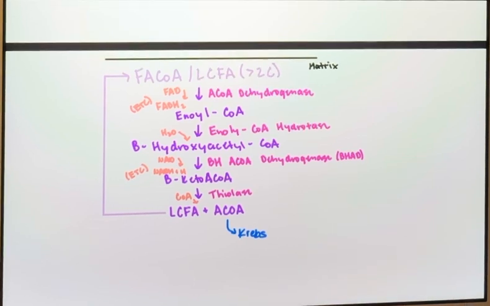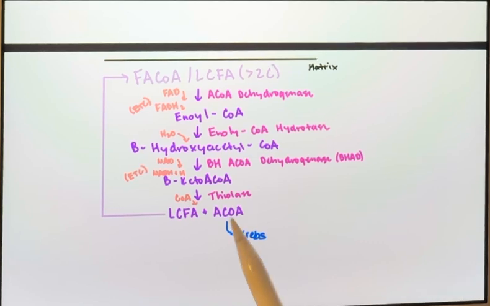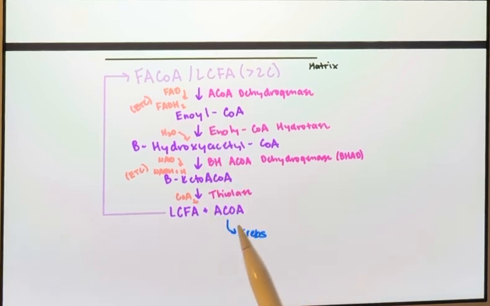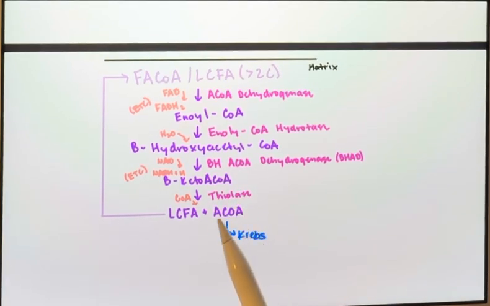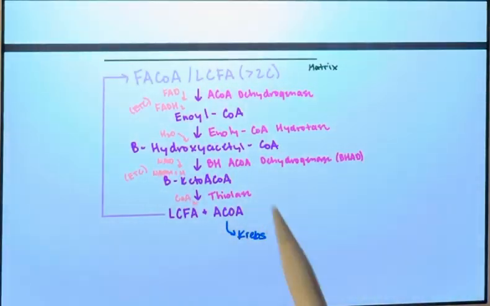And lastly, thiolase is inhibited by an increase in acetyl-CoA. That makes sense because if we have an accumulation of acetyl-CoA, we don't need to keep breaking down our fats to produce acetyl-CoA, so thiolase will be inhibited. It's activated by an increase in coenzyme A, because if we have an increase in that molecule, we want to keep going through lipolysis.